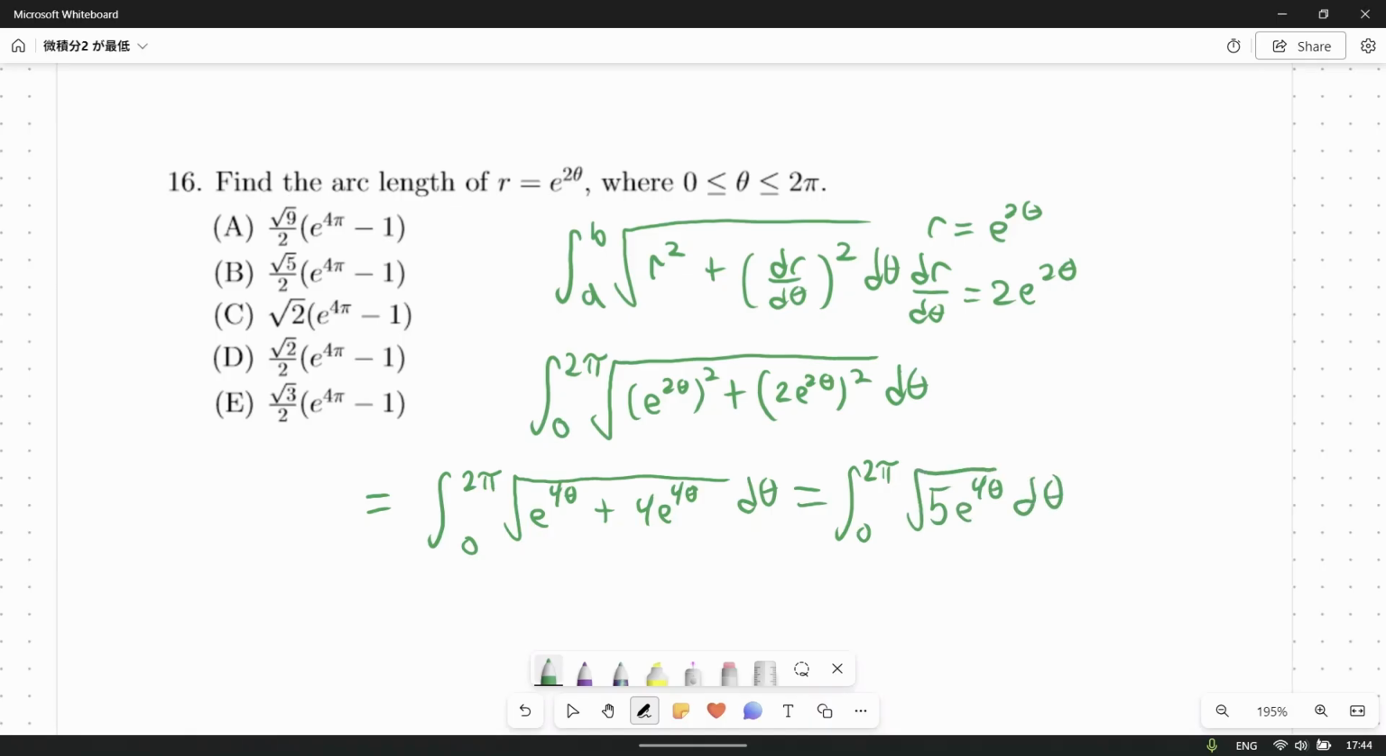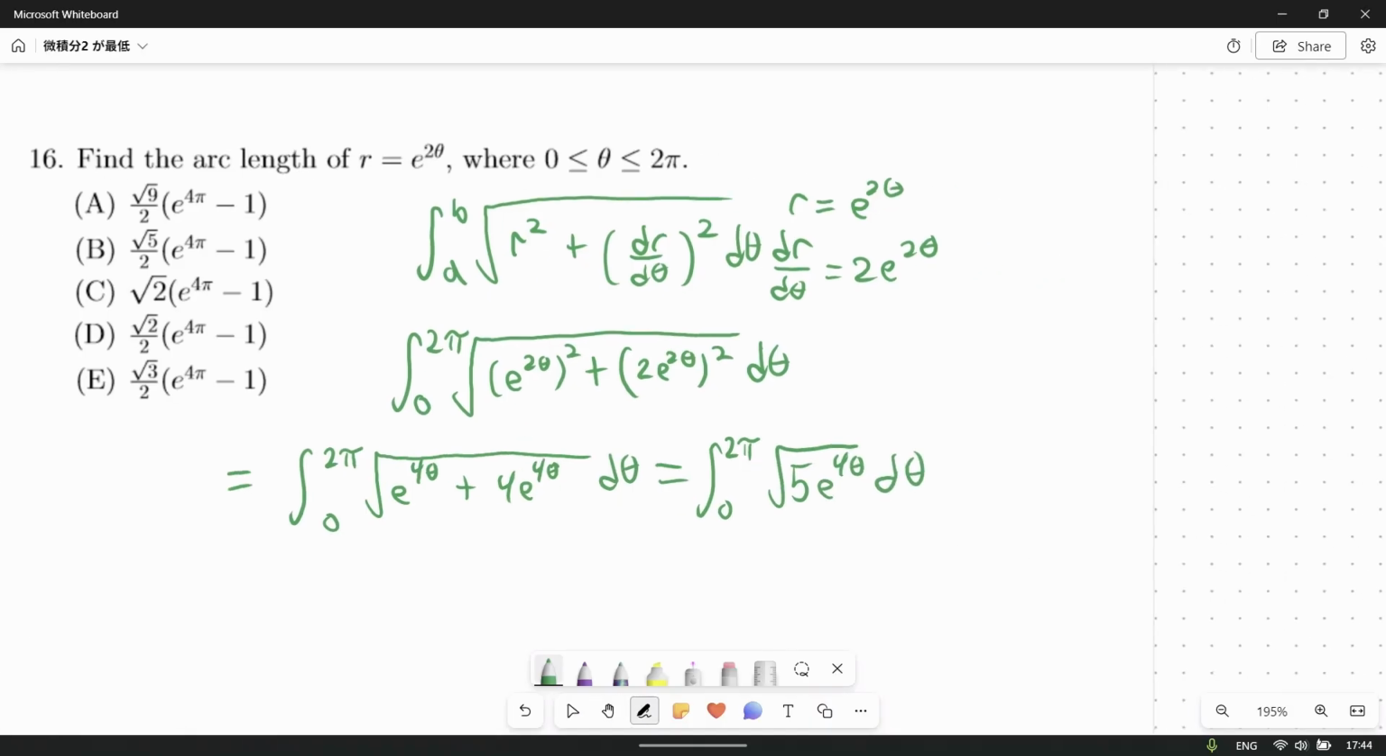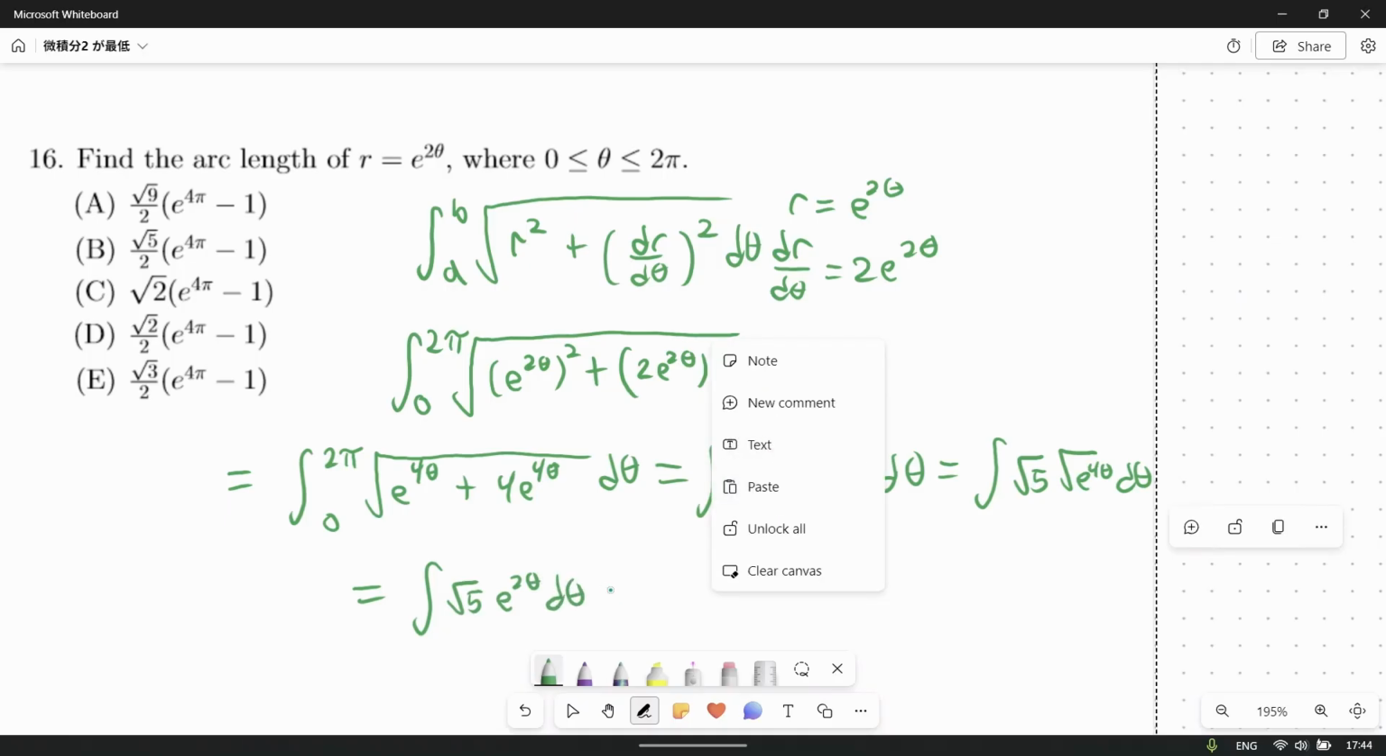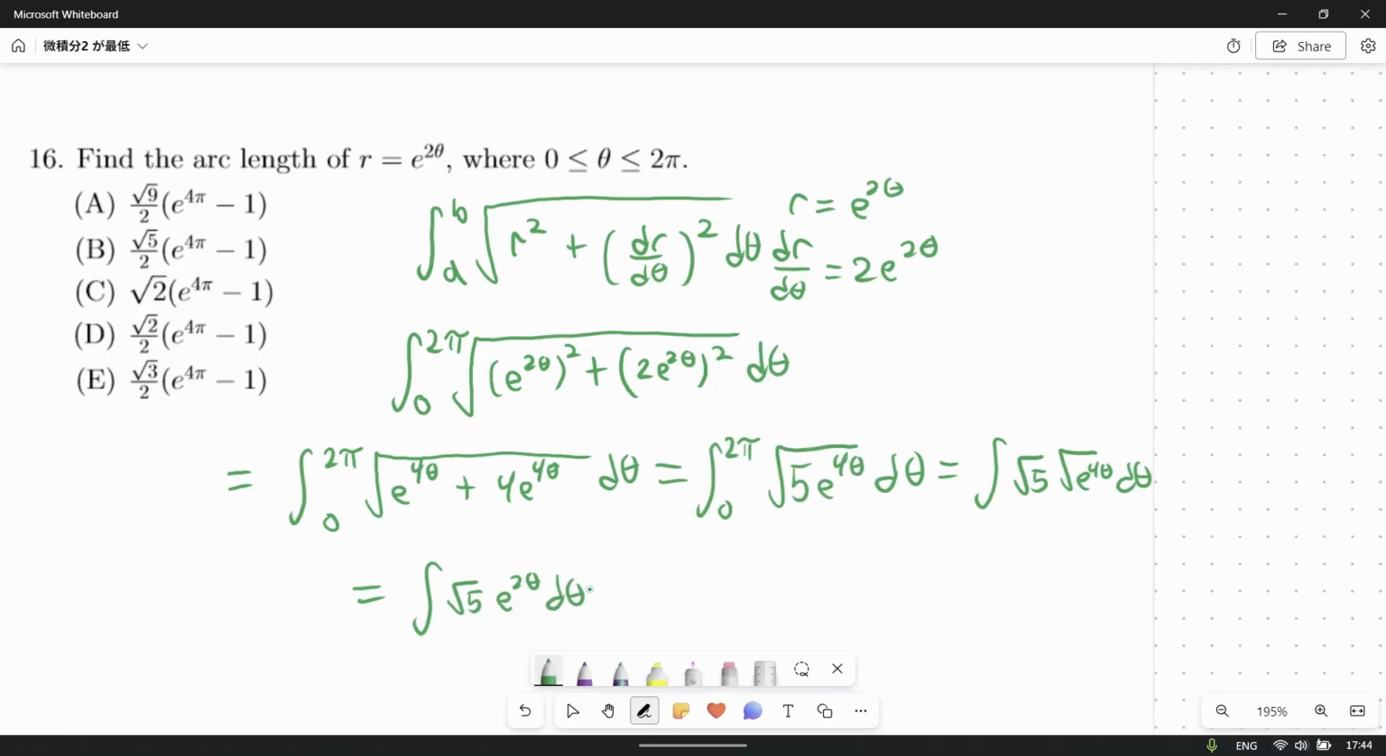And then from here, we can isolate this and make it equal to the square root of 5 times the square root of e to the 4 theta, which is equal to the integral of the square root of 5 times e to the 2 theta. And then from here, we can ultimately take this integral, and that's going to be equal to the square root of 5 times e to the 2 theta over 2, evaluated from 0 to 2 pi.